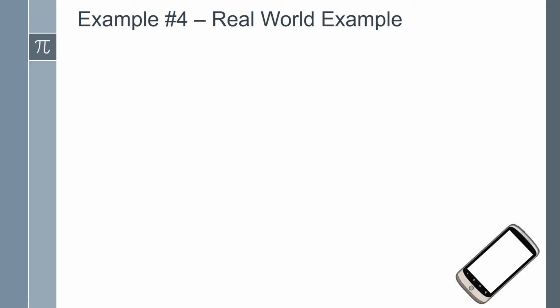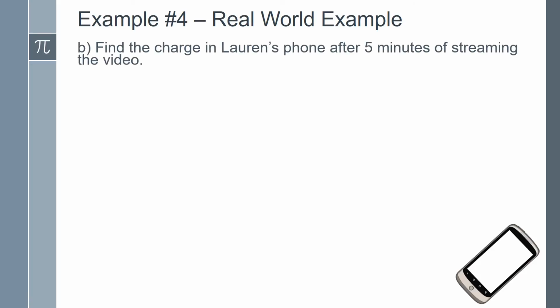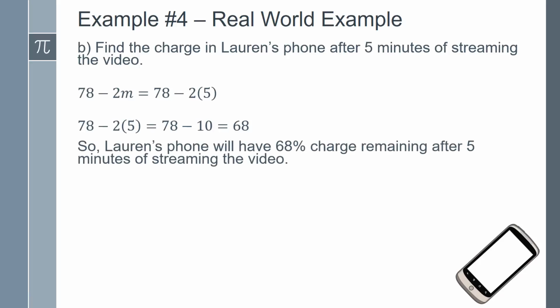Let's continue this example by finding the charge remaining in her phone at specific points in time. For part B, we will need to find the charge in Lauren's phone after 5 minutes of streaming the video. Remember that our expression is 78 minus 2m, so substituting 5 in for m, we find the expression 78 minus 2 times 5. 2 times 5 is 10, so we have 78 minus 10 equals 68. Lauren's phone will have 68% charge remaining after 5 minutes of streaming the video.